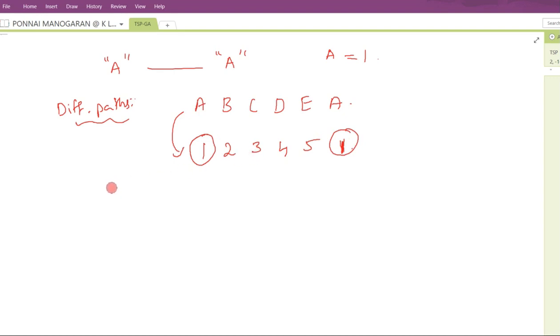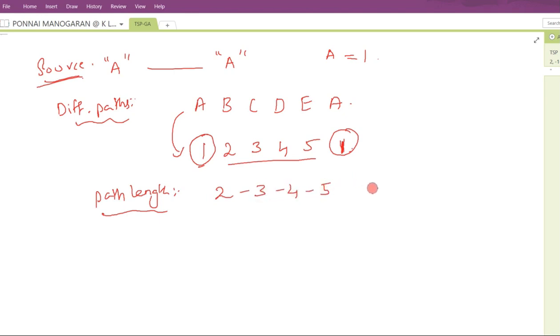As of now, the source is A. We need not put the source and destination again and again, so we will represent it in simple terms. You can directly take the intermediate path: 2 dash 3 dash 4 dash 5. This is path 1.